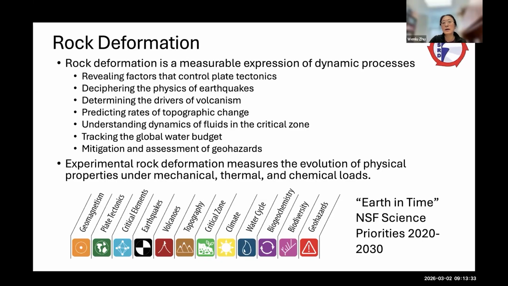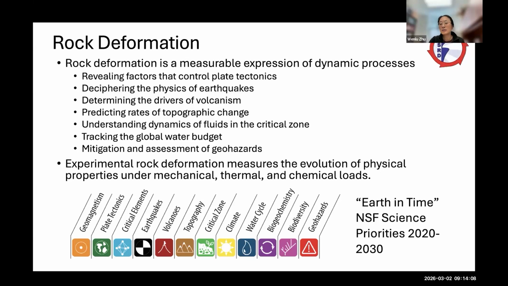Rock deformation would help us understand what controls the initiation of plate tectonics. What is the physics of earthquakes? How about topographic change, and what are the rates, or how can we predict the future of that? And with critical elements and critical minerals, fluid-rock interaction plays a really important role. How do you study this?